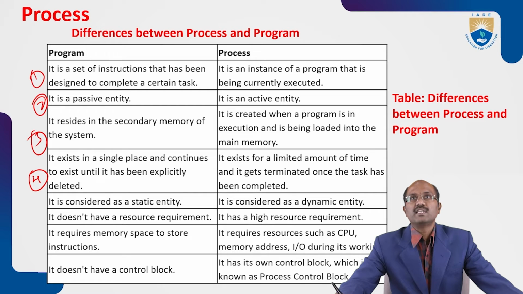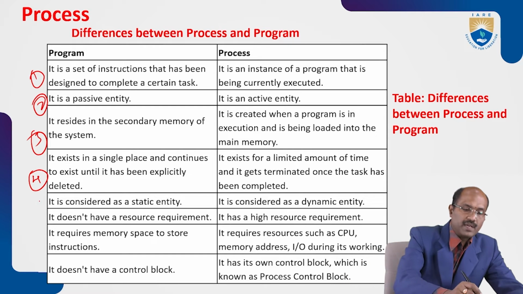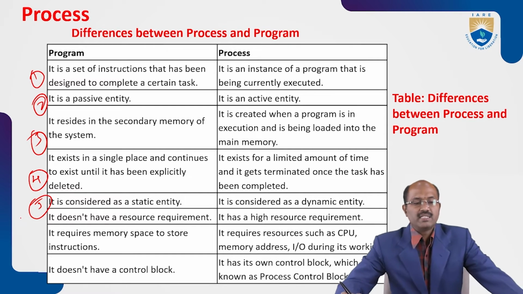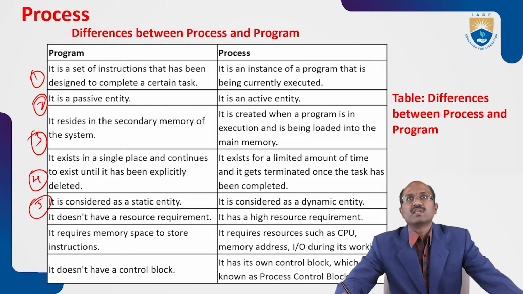Coming to process, it exists for a limited amount of time and gets terminated once the task has been completed. Coming to the fifth point, a program is considered a static entity. A process is considered a dynamic entity. That is the main difference. Static means before execution, that's why it is a program. Once it gets executed, it becomes a dynamic entity.